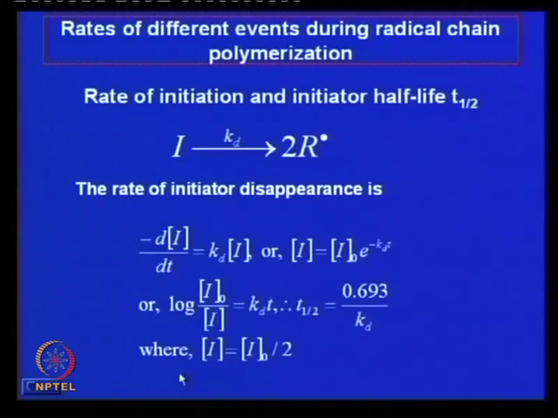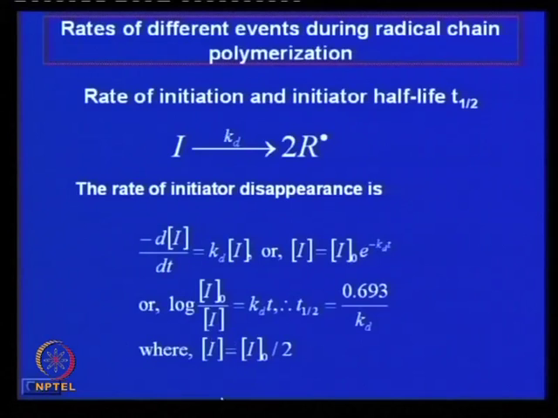Now, by setting the initiator concentration at any instant of time, when 50% of the initiator molecules have been decomposed, if that is put in this equation, we get half life of the initiator at a particular temperature, of course, that is equal to 0.693 by Kd. This is a well known relation in every case of these decomposition reactions.